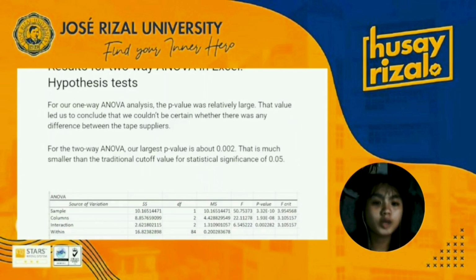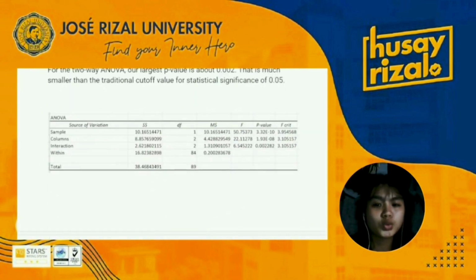Results for two-way ANOVA in the Excel hypothesis test. For one-way ANOVA analysis, the p-value was relatively large. The value led us to conclude that we couldn't be certain whether there was any difference between the types of layers. For two-way ANOVA, our largest p-value is about 0.002. That is much smaller than the traditional cutoff value for statistical significance of 0.05.